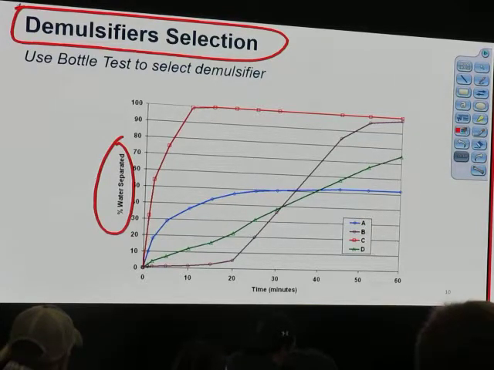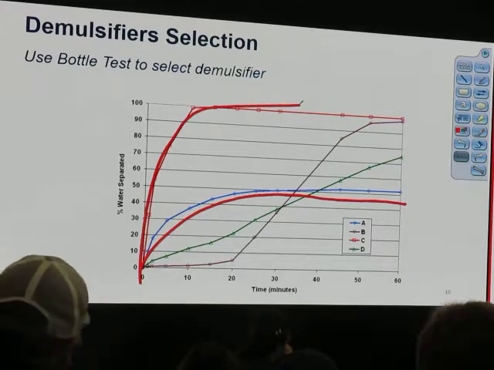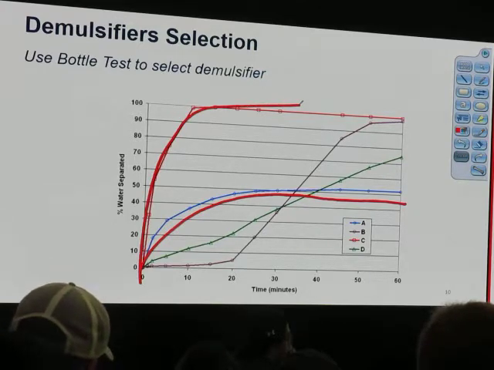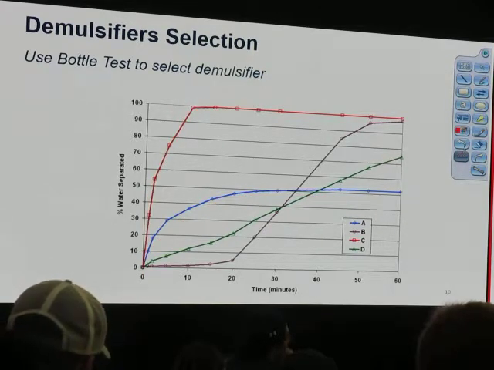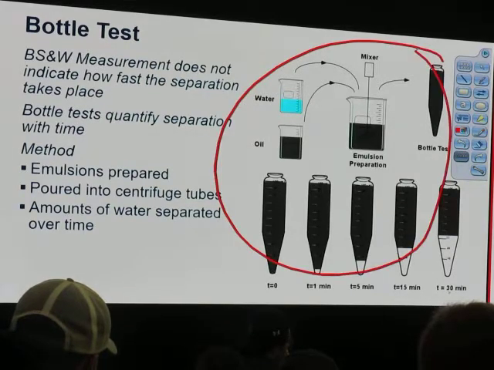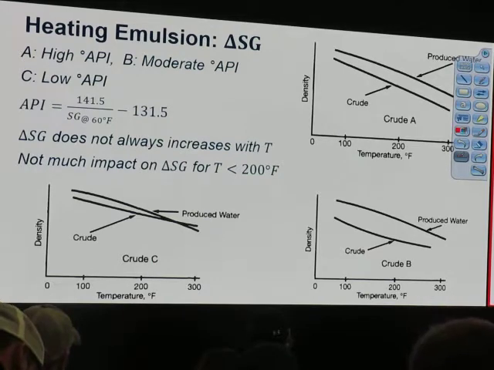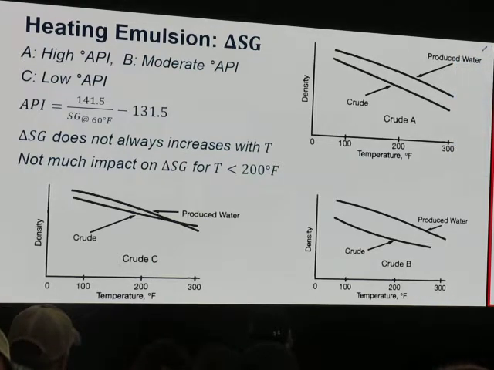They say, hey, look, if I don't have any chemical, it does this line. Add chemical, it separates faster, for example. So that's one kind of proof. This is how they do the bottle test to do the selection of demulsifier. Your job is to be able to describe how this test is done, verbally or quickly when you write. Alright, that's one way of using chemical or demulsifier.